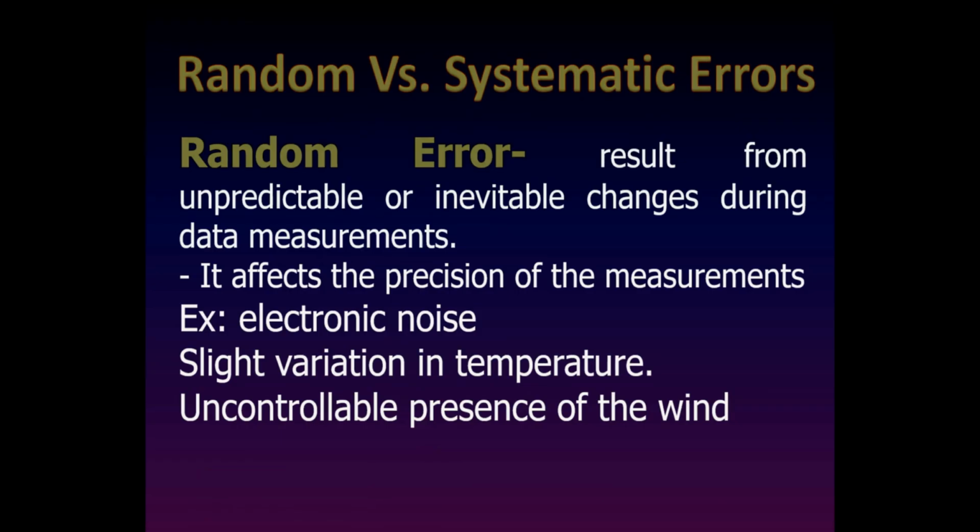As I said a while ago in our objectives, we are going to differentiate random from systematic errors. In the field of science, there is no perfect result, but there are reasons why you obtain errors in your results. Random error is the unpredictable or inevitable change during data measurements. It affects the precision of the measurement. Examples are electronic noise, slight variation in temperature, and uncontrollable presence of wind.